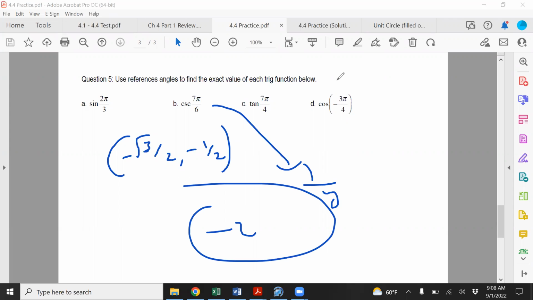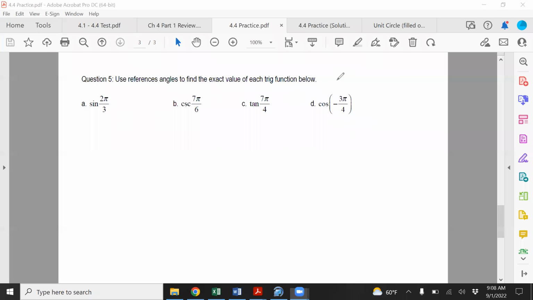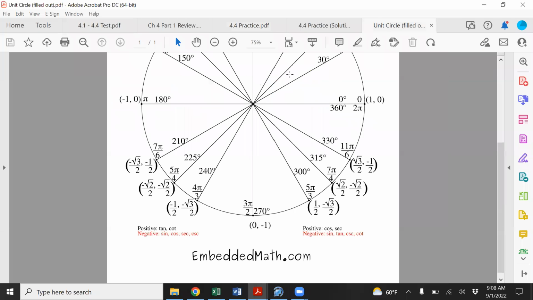So 1 over y. 7 pi over 4. Just locate it. 7 pi over 4. Right there. Coordinates right there. X is positive, y is negative, right? It's Q4. So you do that guy.